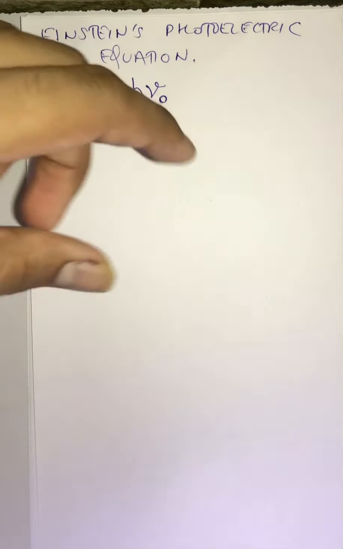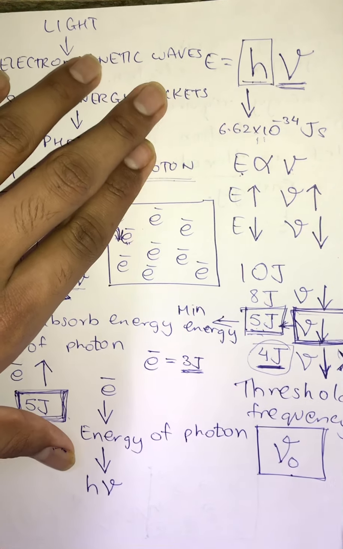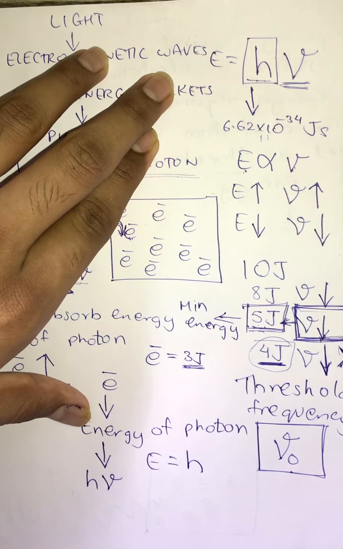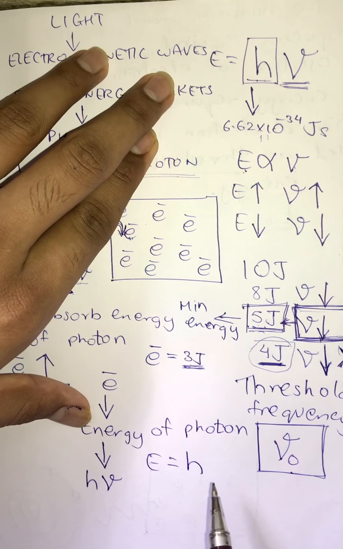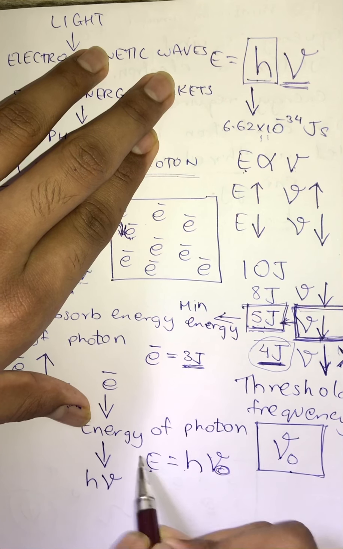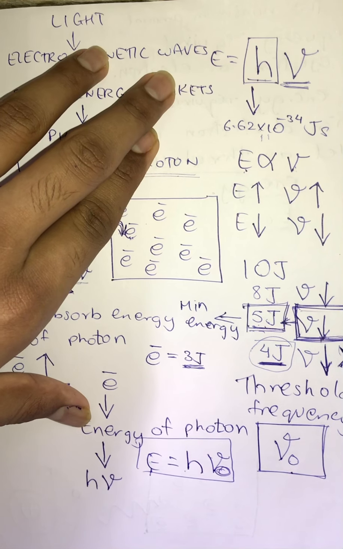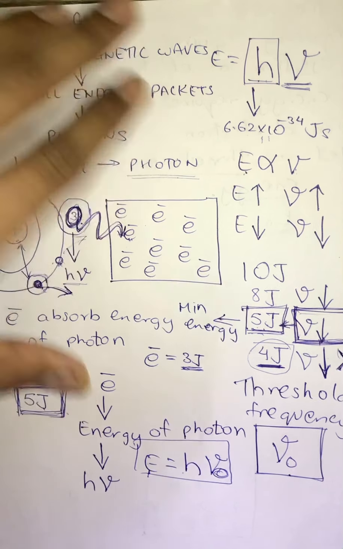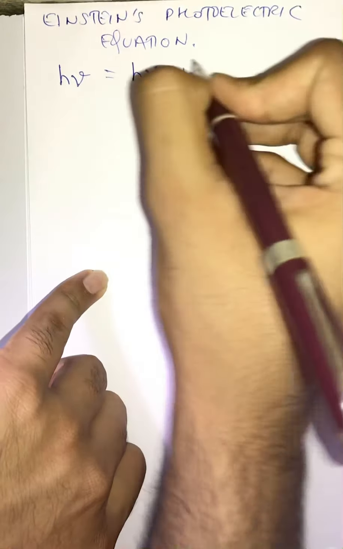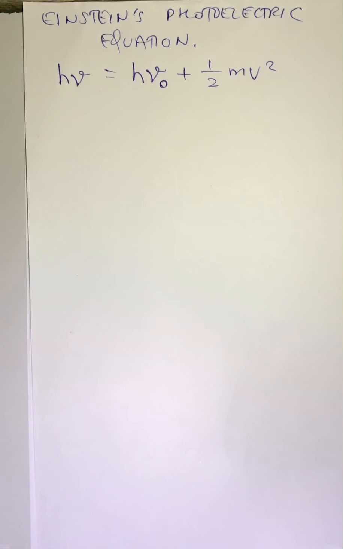As we have seen over here that this 5 joules is the minimum energy required, and if you want to find out the minimum energy required, what will be the formula? E is equal to h mu. H is a constant value, and what is the variable value? If you want to find out the minimum energy required, you have to take the minimum frequency required. E is equal to h mu naught. This is the formula for threshold energy. Sorry that I did not mention it earlier. So this is equal to h mu naught plus half mv square. Now you might be wondering what is this formula all about.